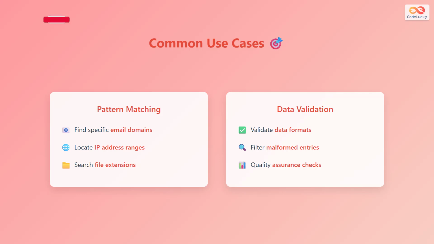The mvfind command has many practical applications in data analysis. For pattern matching, you can find specific email domains, locate IP address ranges, or search for particular file extensions. For data validation purposes, you can validate data formats, filter out malformed entries, and perform quality assurance checks on your data. These use cases make mvfind an essential tool for data analysts and security professionals who need to search through complex, multi-value data fields efficiently.